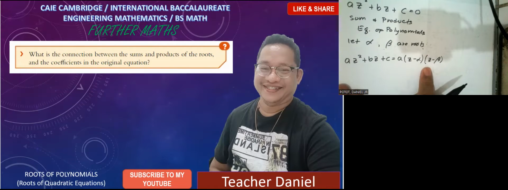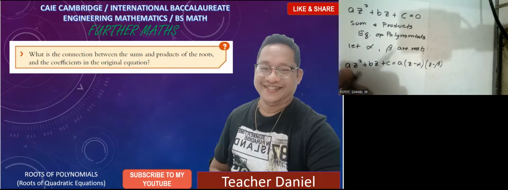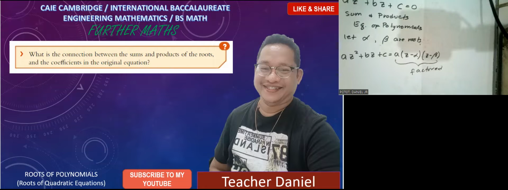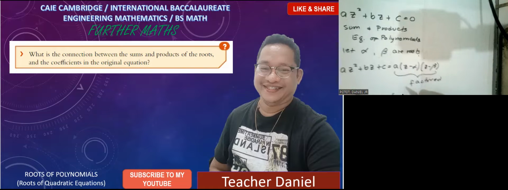Again, if you got confused with this one, please go back to your basic quadratic equations, because this topic is for grade 11 and grade 12, and for those students in the first year of engineering. Okay, so a z squared plus b z plus c equals 0, then we can write that into the factored form. That is actually the factored form. So what we're going to do is multiply all of this and compare with this one.